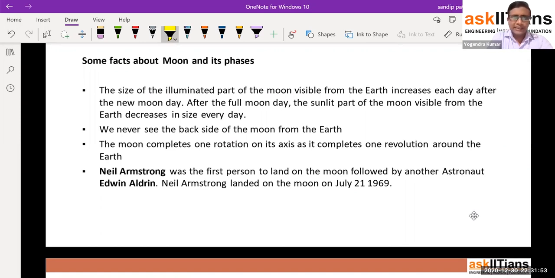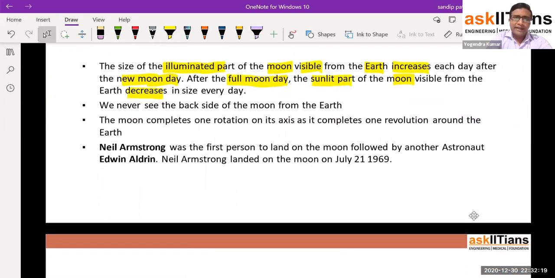We already saw that the size of the illuminated part of the moon visible from the Earth increases each day after the new moon day, right? New moon day or no moon day, we can say. Then after full moon day, the sunlit part of the moon visible from the Earth decreases. This we already know. Purnima, Amavasya: full moon day, or no moon day or new moon day, we can say. We never see the back side of the moon from the Earth, right? We can only see the front side of the moon.